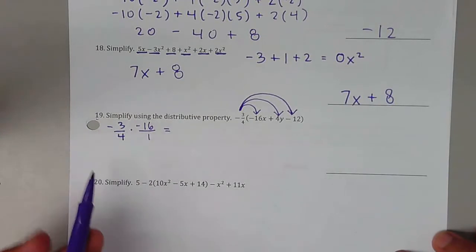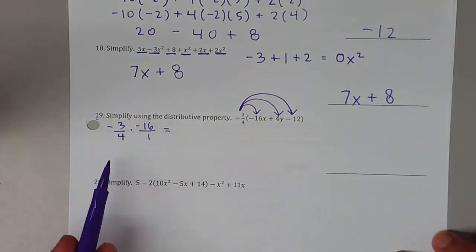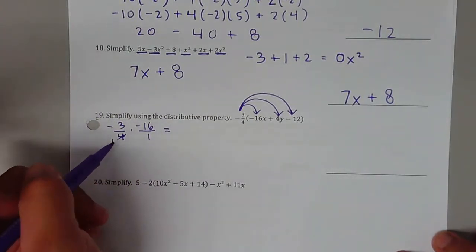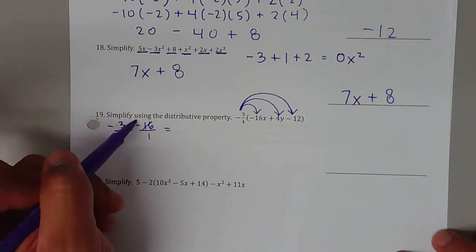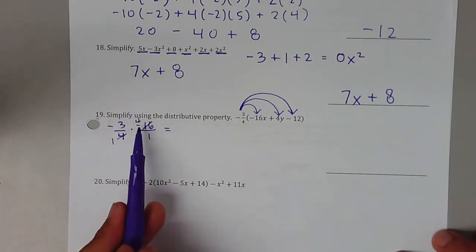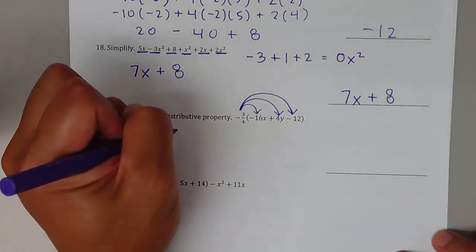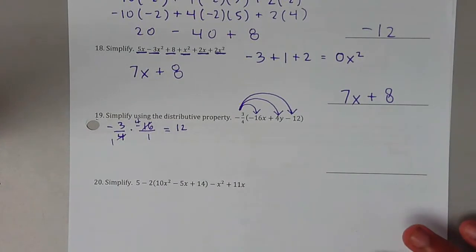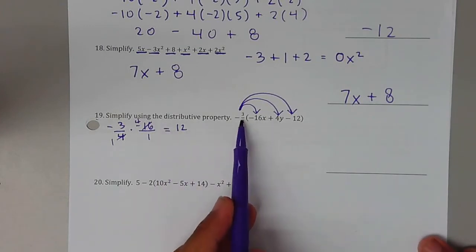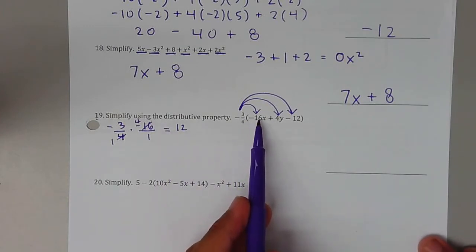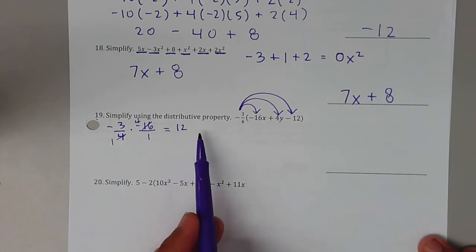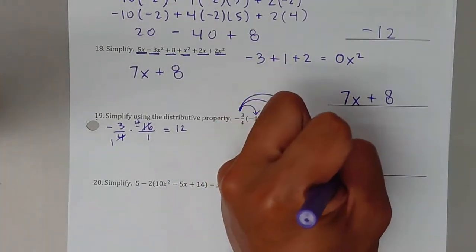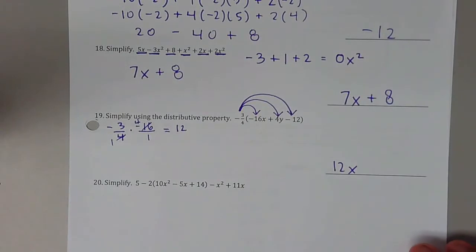Okay, so here's what we can do. We can simplify this. 4 goes into 4 once. 4 goes into 16 4 times. 3 times 4 gives us 12. 12, our denominator is going to be 1. So it's just 12, right? But what else do we have? So our final answer is going to be 12x because we multiplied negative 3/4 times negative 16x. So we need that x there. So our final answer is going to have the term of x.